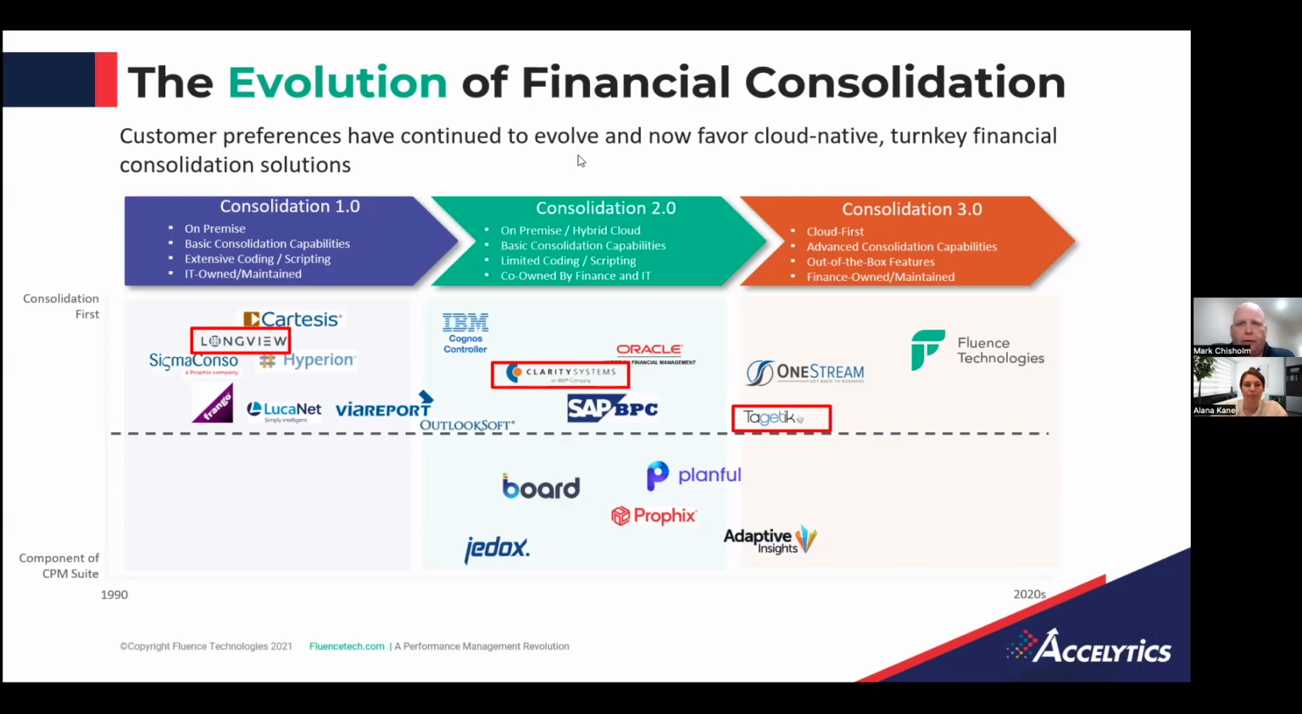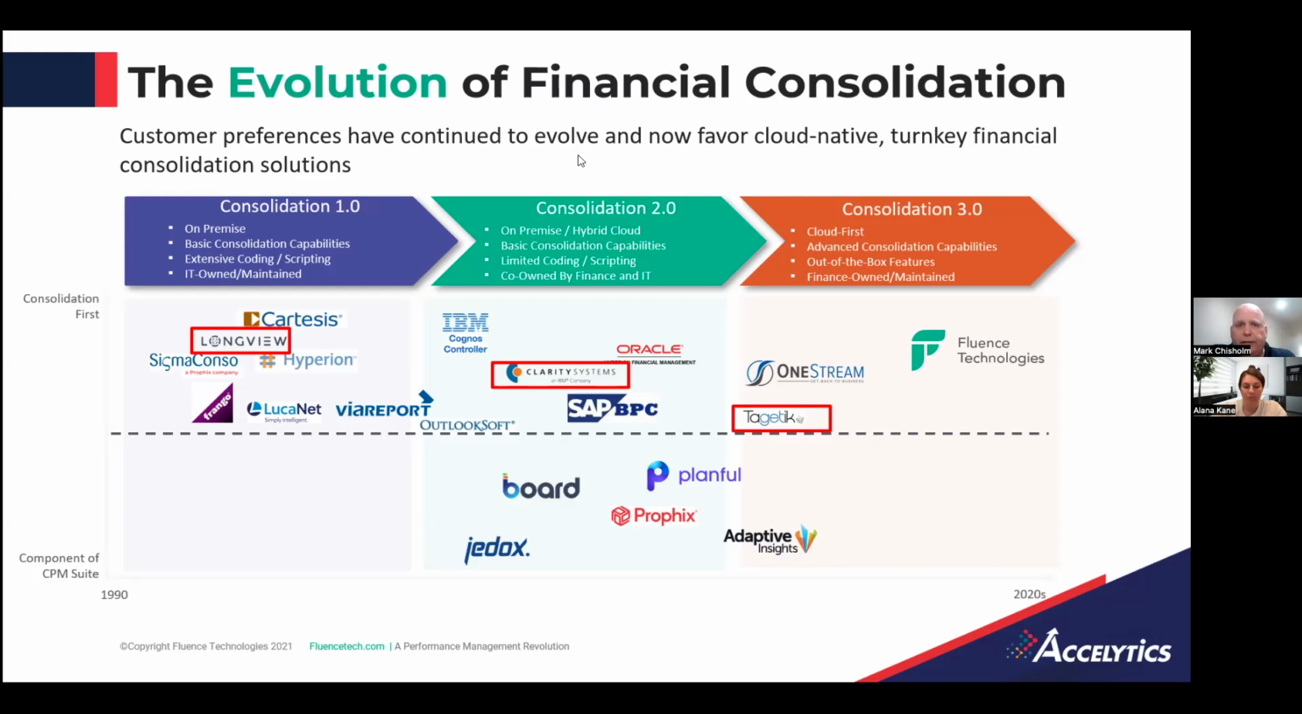But these new Consolidation 3.0 offerings, like the Anaplan-Fluence offering, are cloud first. It's got advanced consolidation capabilities, so no more basic. It's only the part of the iceberg that you do see. More on that a little bit later, but also what you don't see, which also becomes very important as organizations grow and evolve. There's a lot of out of the box capabilities, which really puts it in the wheelhouse of being finance owned and maintained. So that's really the evolution of the consolidation market, if you will, and the vendors that play in it.